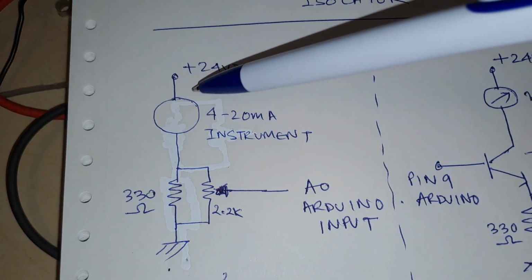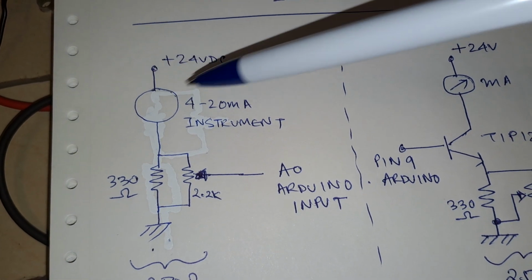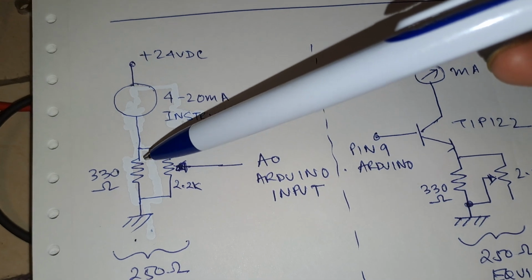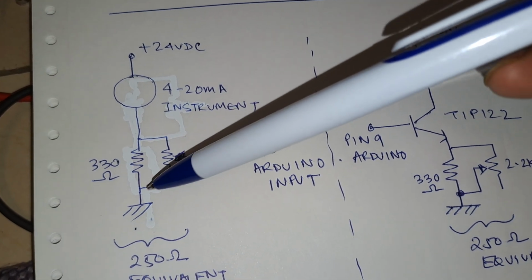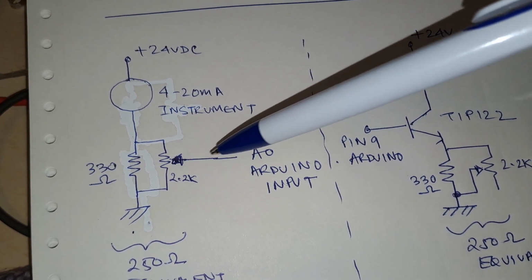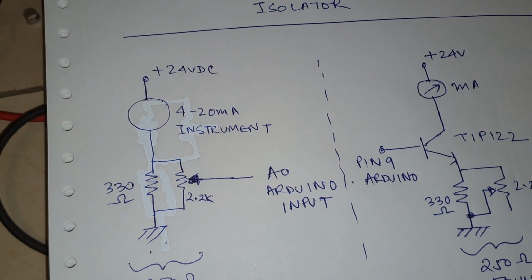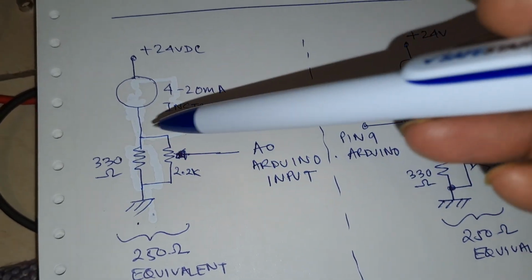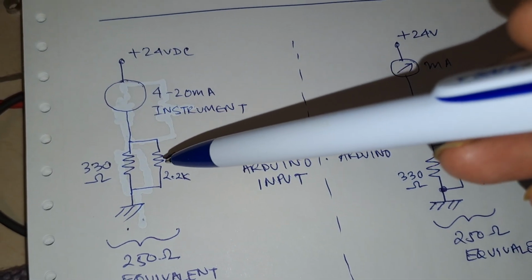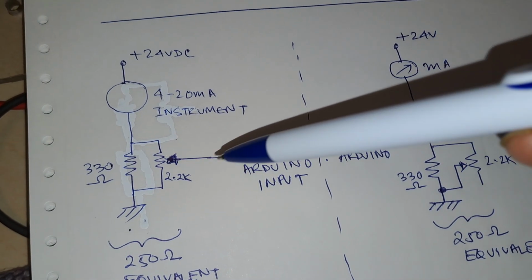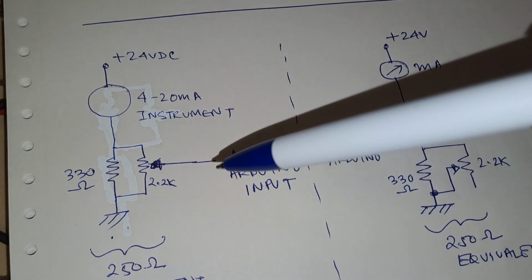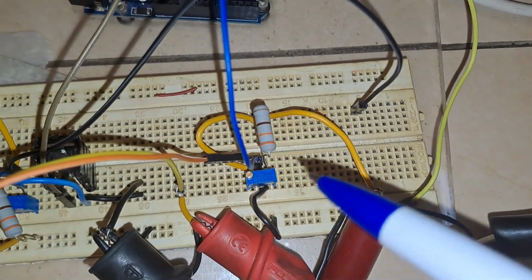Here you can see the input voltage. The 24 volts DC is fed to the instrument. The output of the instrument is fed to this 330 ohms and 2.2k resistance connected in parallel, and from here I am tapping the output for the Arduino Uno. The equivalent resistance of this circuit has to be 250 ohms, so basically I am getting 0 to 5 volts at this tapping. This tapping is fed to the Arduino Uno as the input. So this is the input signal conditioner.